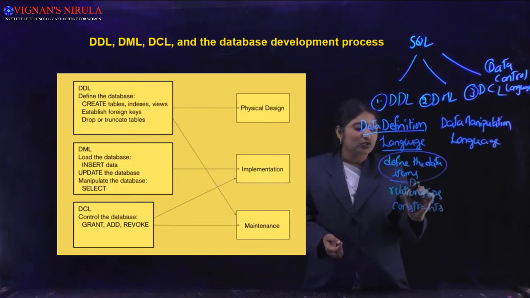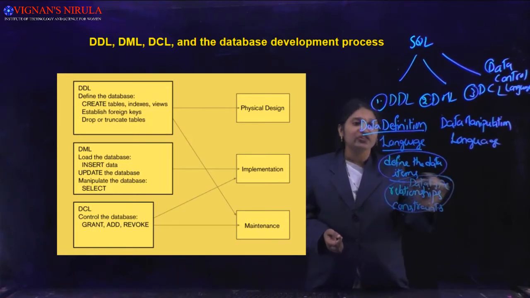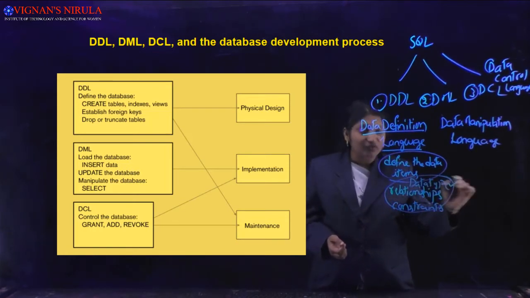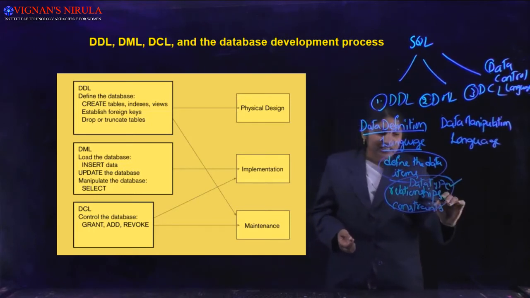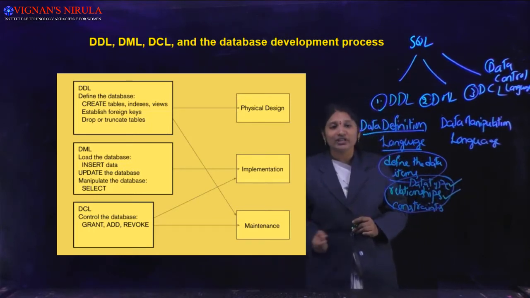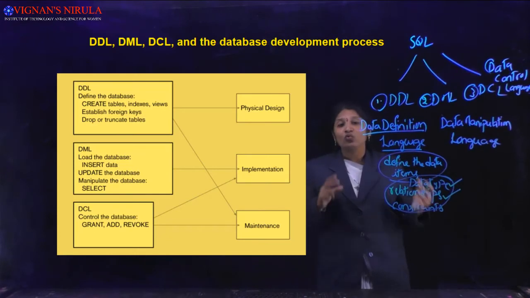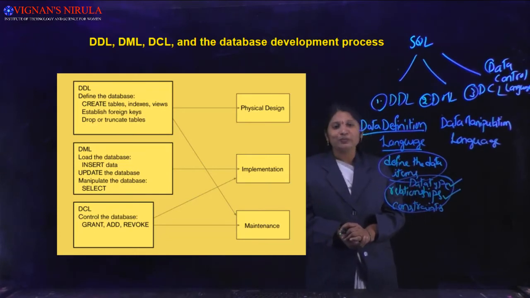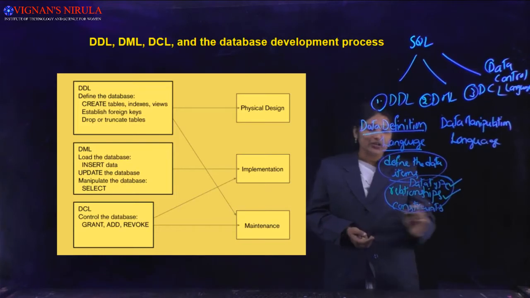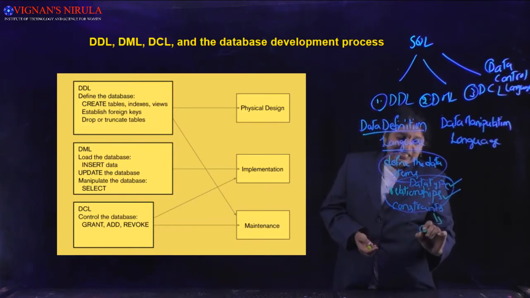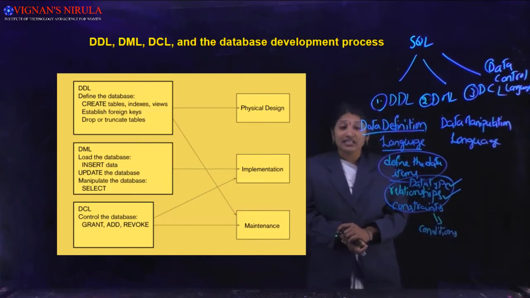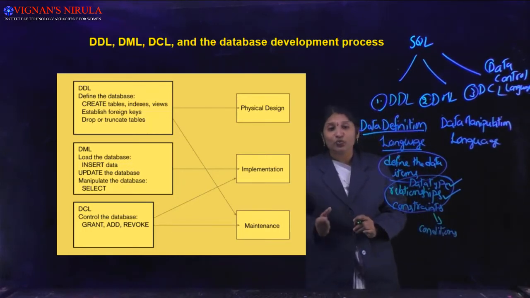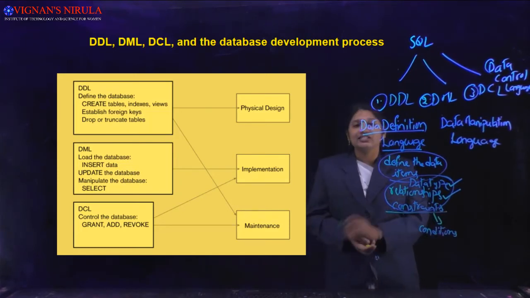Okay? So by means of your DDL commands, we are going to define what are the data types of that data items, and what are the relationships that exist among the data items, as well as what are the constraints that are being imposed on that data items. As already you know, the meaning of constraints is conditions or the validity statements that need to be satisfied by the data items.